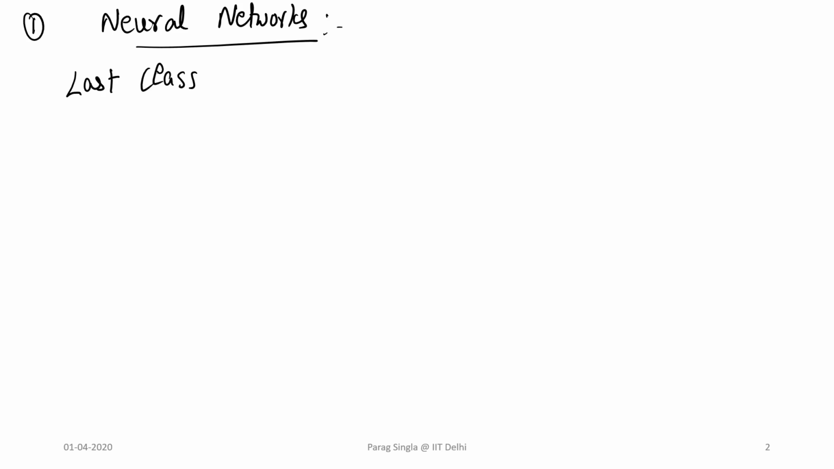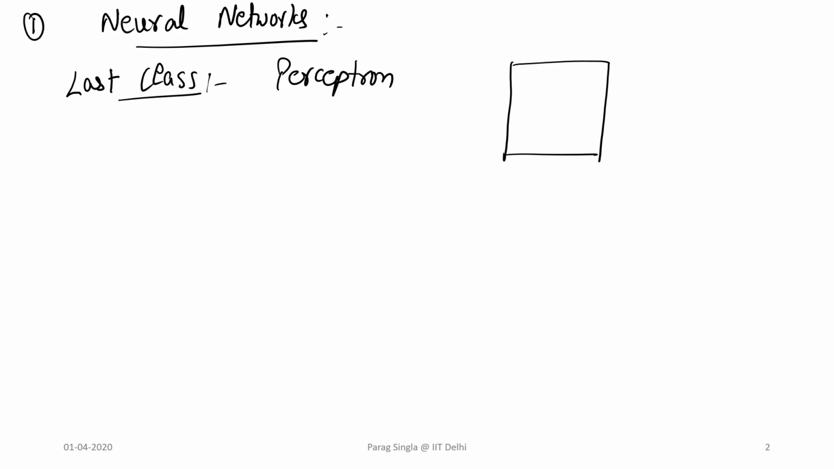Class. This is on neural networks. Remember, in the last class, we looked at the basics of perceptron, and recall that it was a linear unit followed by an activation function, right?